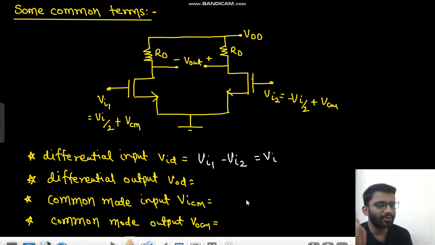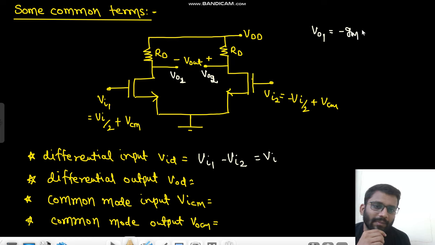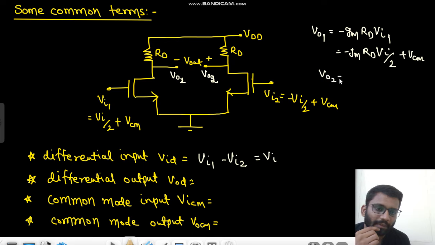The output that is generated because of the differential inputs. That is your differential output. So that would simply be your, how should I write it? This is your V02, this is your V01. What is V01? Minus GM RD Vin1, or I can write minus GM RD (Vin/2 plus VCM). And what is V02?